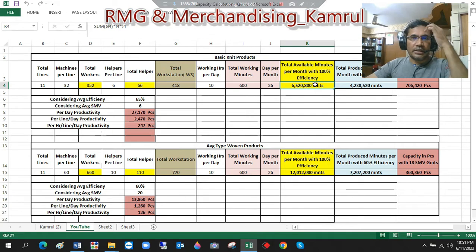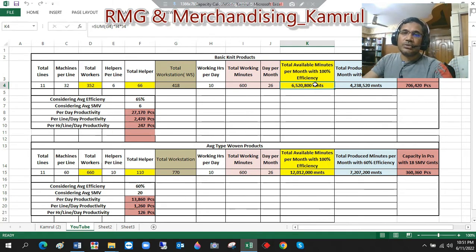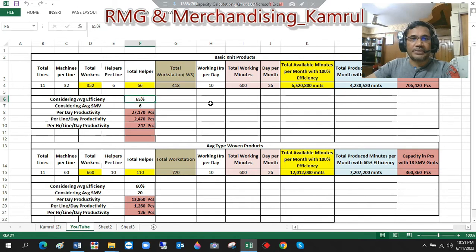But it's not possible to work with 100% efficiency, so there is some average calculation. A factory might be at 70% or might be 65%. For this particular factory, they are considering an average efficiency of 65%. So if I consider 65% average efficiency, you see here the total produced minutes per month.